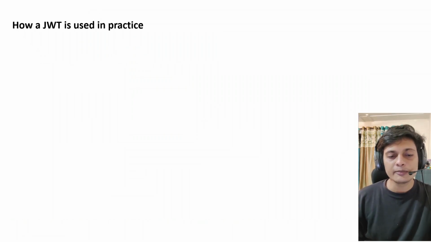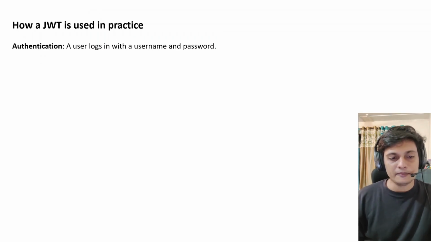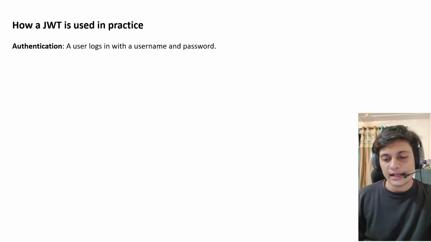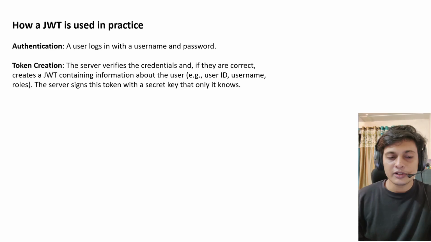And how is a JWT used in practice when we come to the application part? There is this authentication: a user logs in with a username and password. Just imagine this as a web UI application connected to your backend server. There you get a login page, and you provide your username and password. Then it will create a token. The server verifies the credentials, and if they are correct, it creates a JWT containing information about the user.